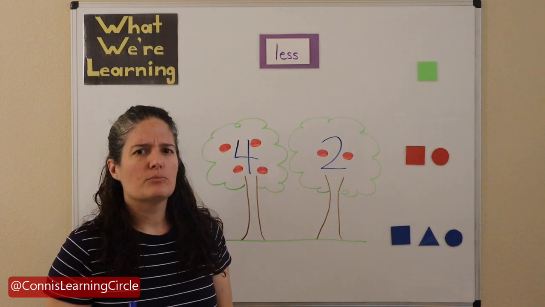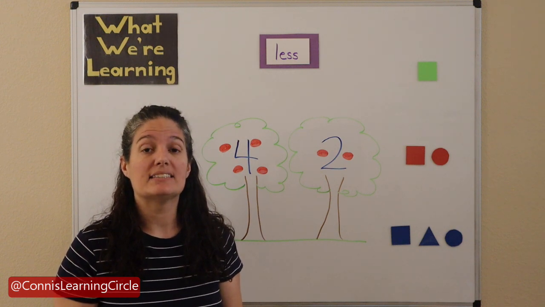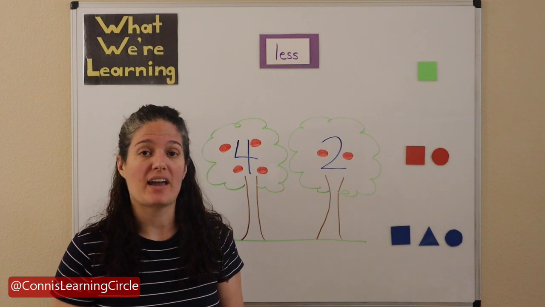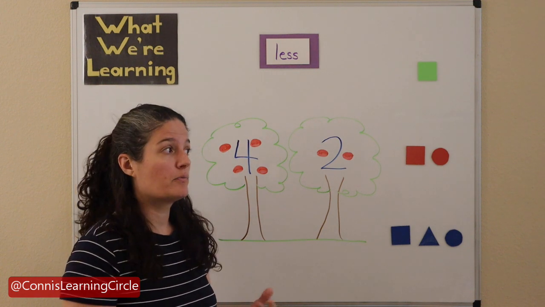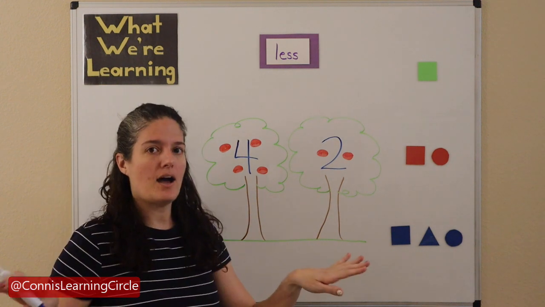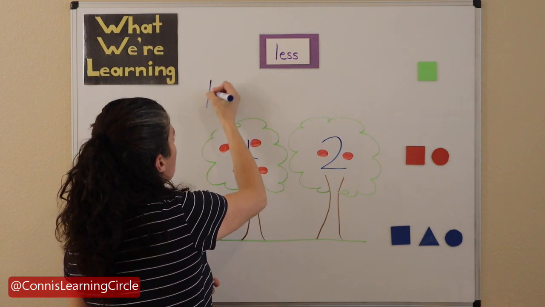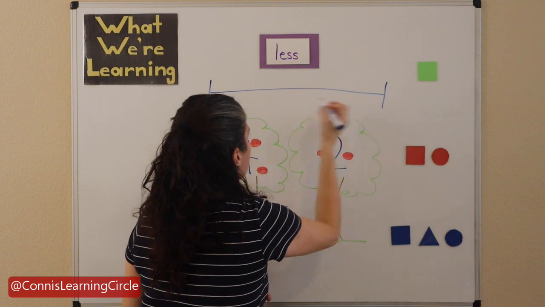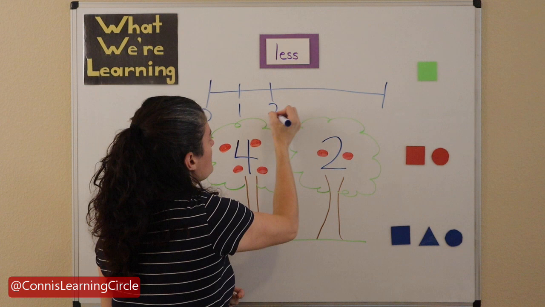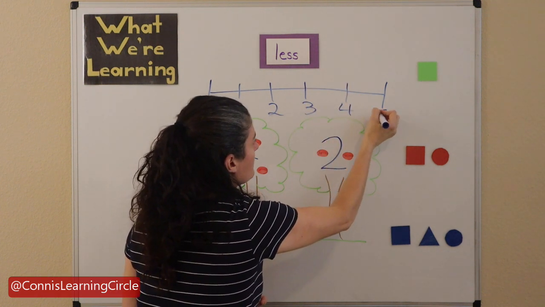And we learned that we can use a number line to help us look at and see how many we have of something, whether or not we have more or less. If we can use it for more, that means we can use it for less, because they mean the opposite of each other. So let's draw our number line up here again. 1, 2, 3, 4, 5.